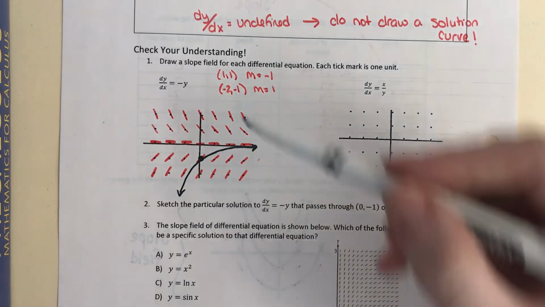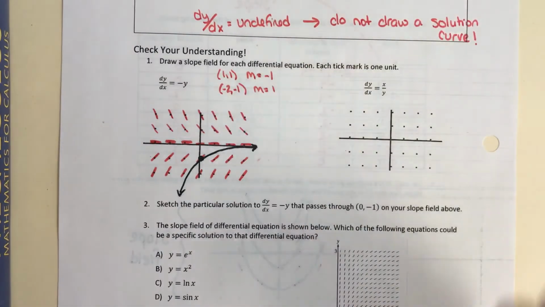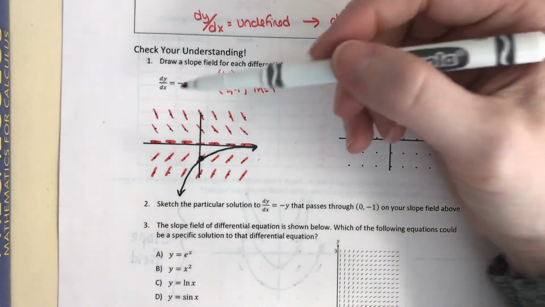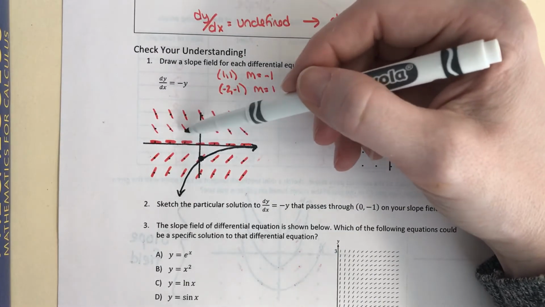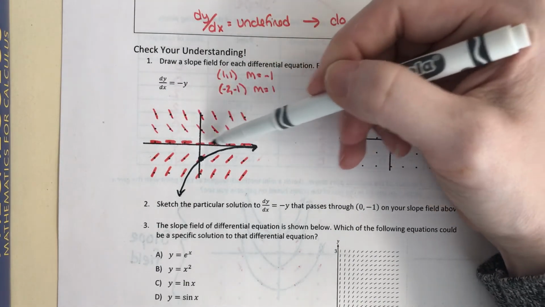It has to be a function, so I can't really draw anything up top here because then it wouldn't pass the vertical line test. Now, if I was looking for a solution curve that went through a point up here, then I would draw a line up top here.